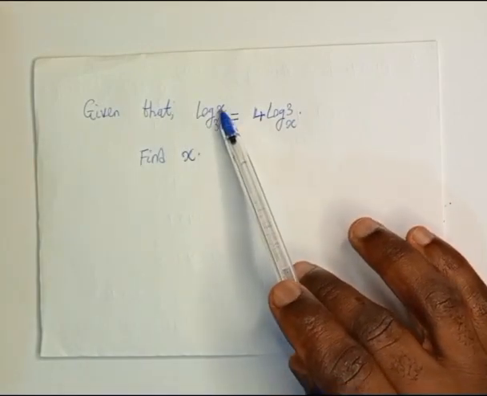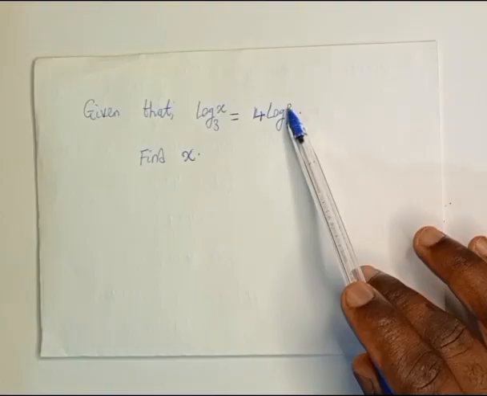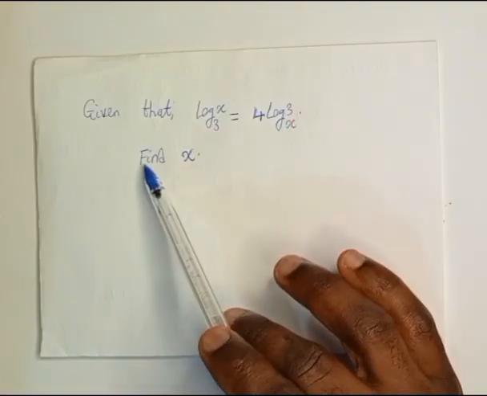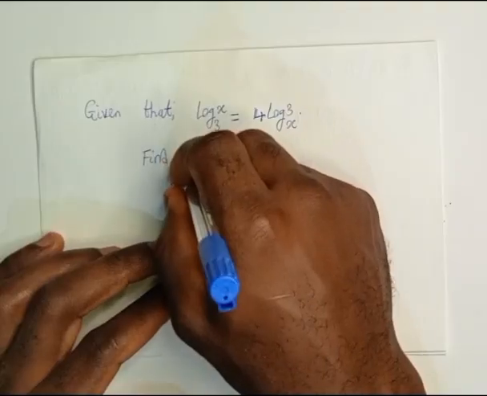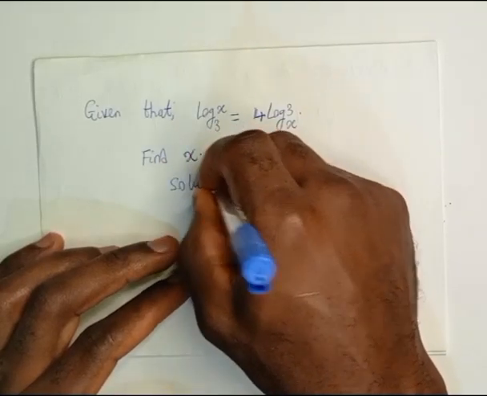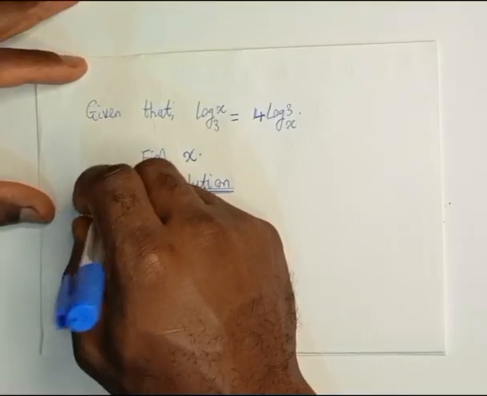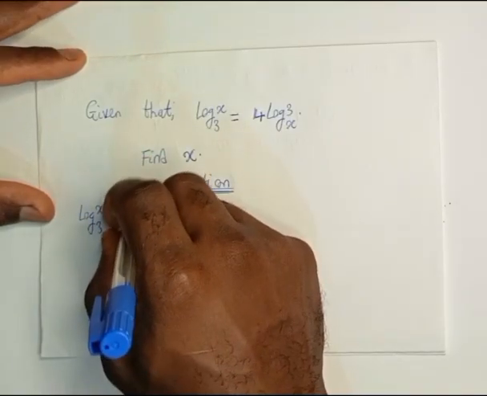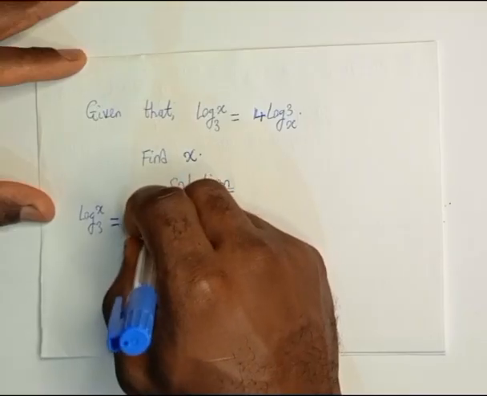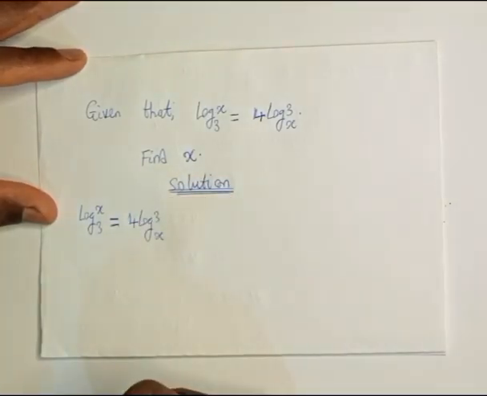Given that log x base 3 is equal to 4 log 3 base x, find x. Take solution. Log x base 3 is equal to 4 log 3 base x.